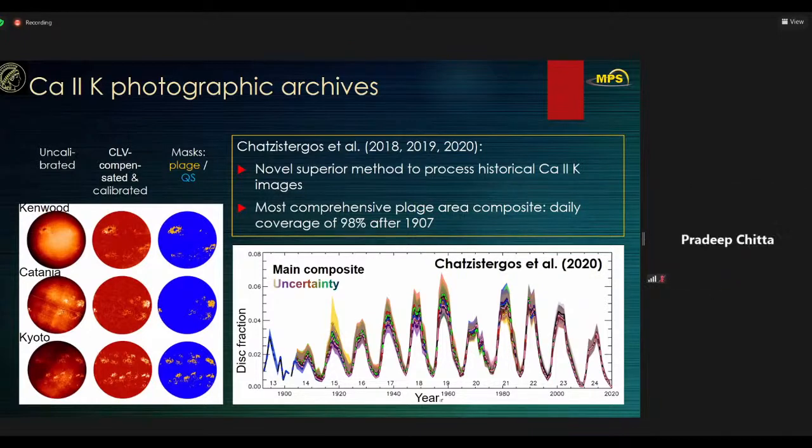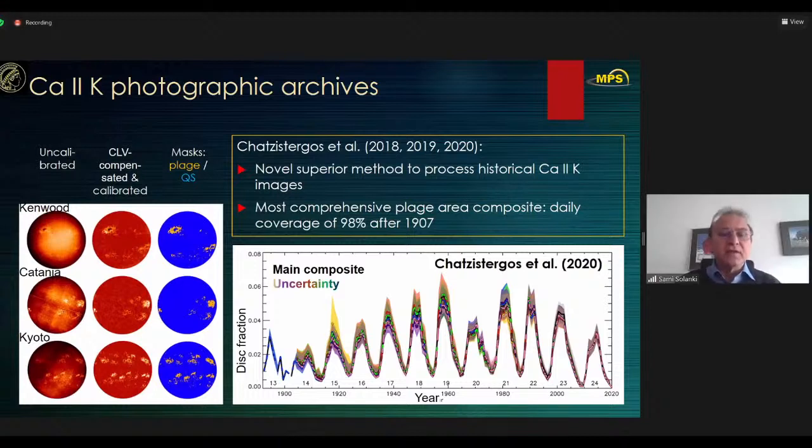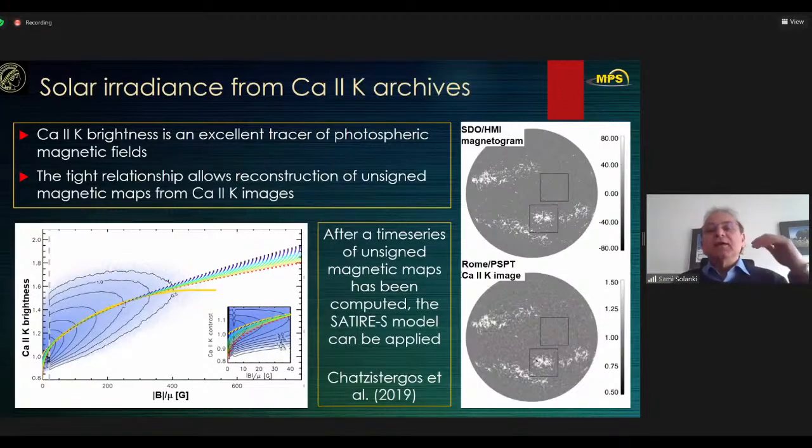You can go and correct. On the left image, you see the original data. On the right part of the left image, you see final masks of the plage. Theo Katsiyannis, who did this work, did a fantastic job. He also combined the data from all the archives to produce a composite, together with many authors from all these different observatories, with an uncertainty that's plotted on the right. The colors show the level of the uncertainty. You then convert the calcium brightness into magnetogram signal, unsigned magnetogram signal.